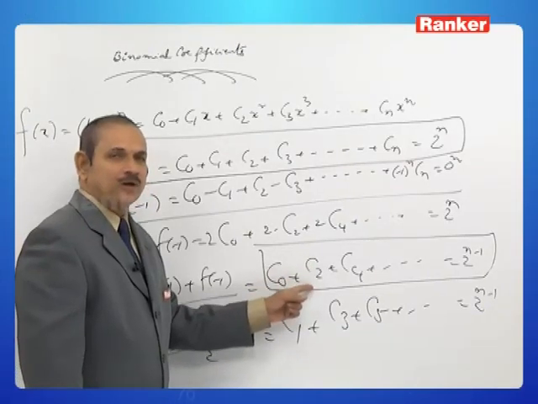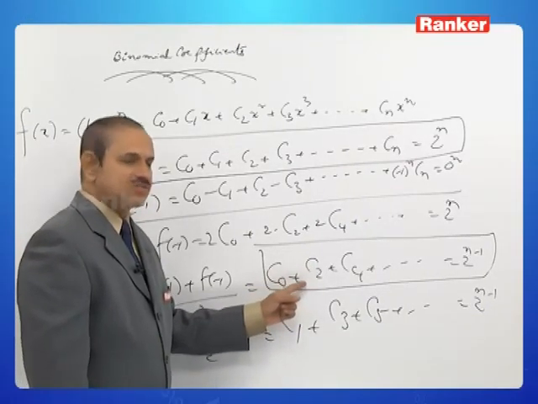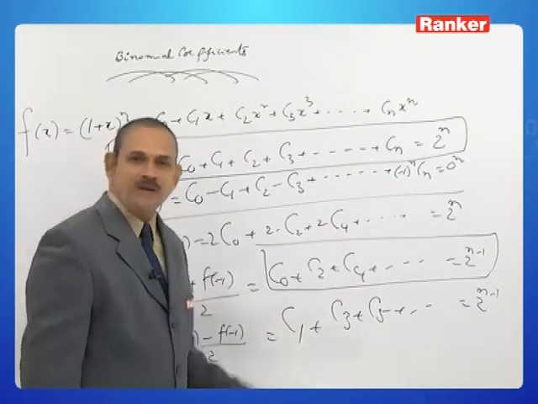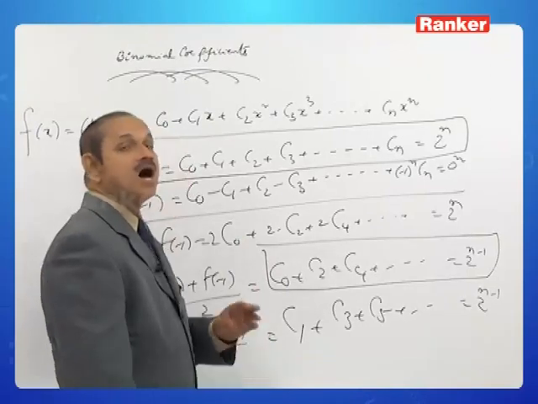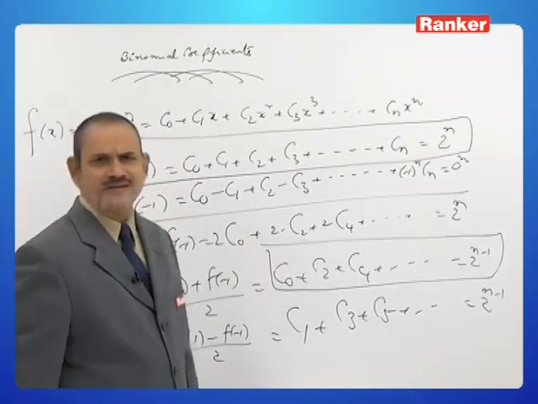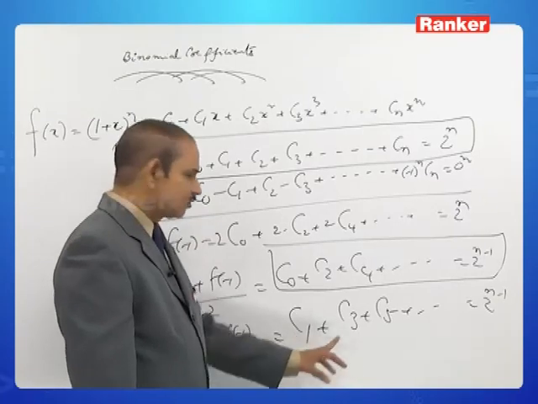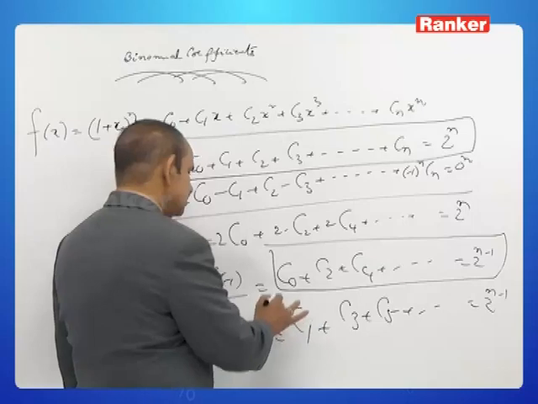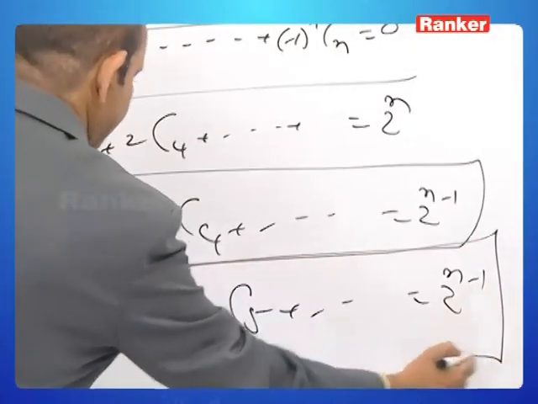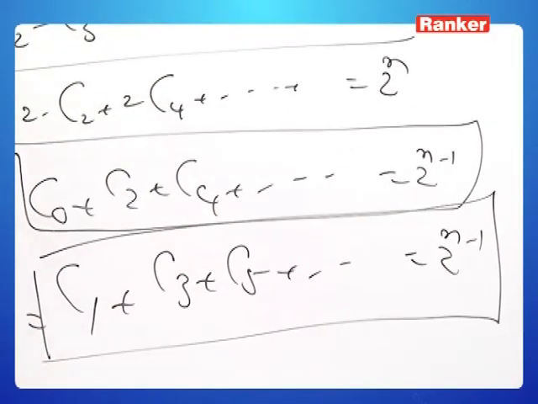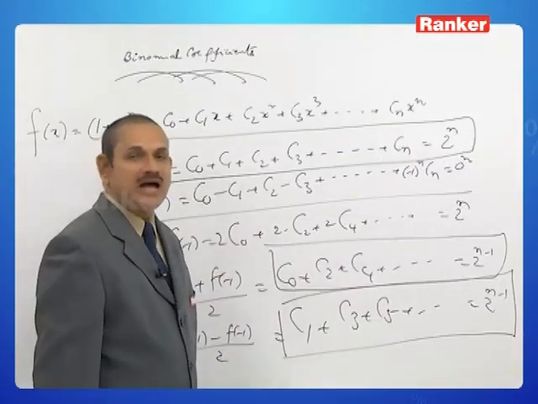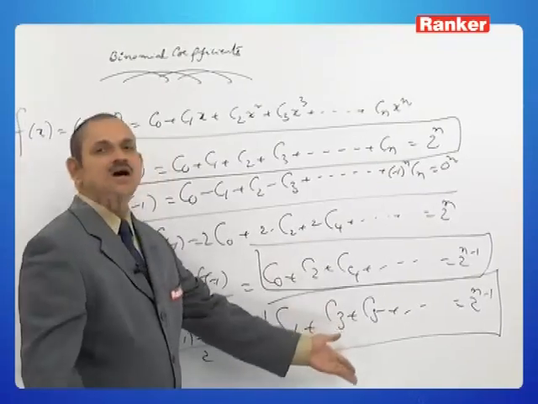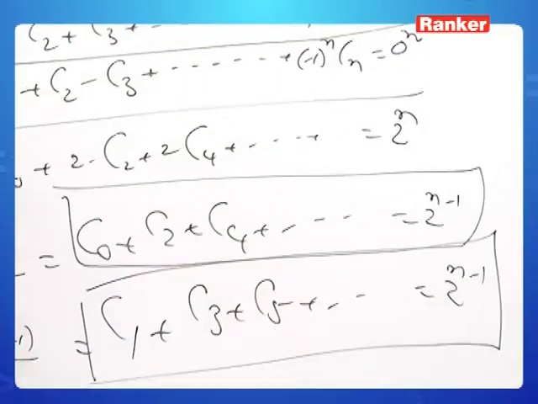Sum of the coefficients of even powers of x is 2 power n minus 1. This is the sum of the coefficients of odd powers of x. You can easily grasp that: coefficient of x cube, coefficient of x power 5 and so on, isn't it? So this is the sum of all coefficients of odd powers of x. Not only that, hereafter we habituate to call these even coefficients and these odd coefficients, isn't it?